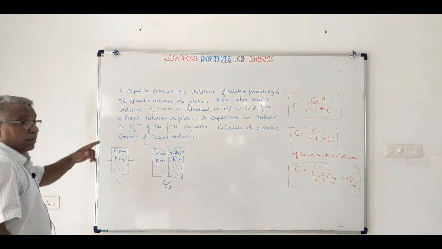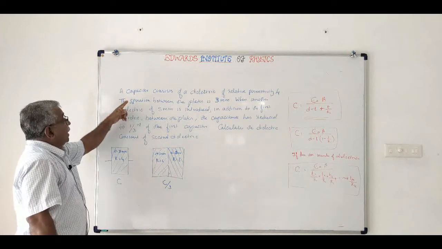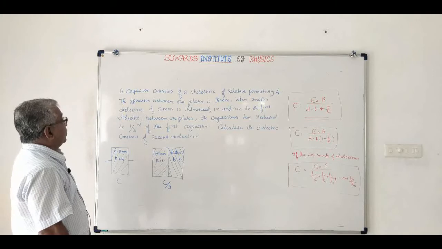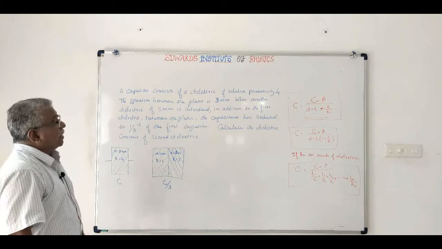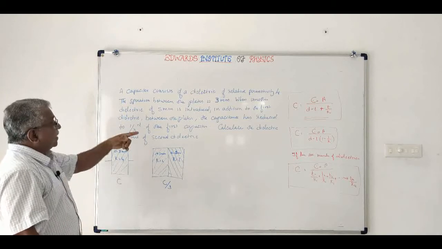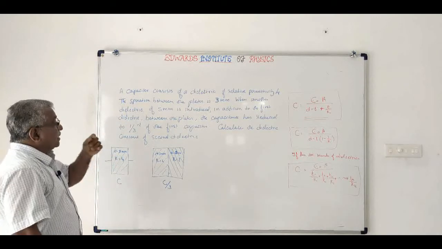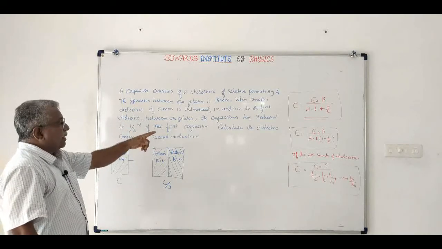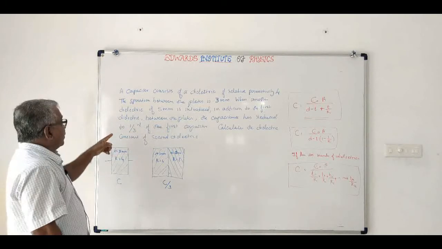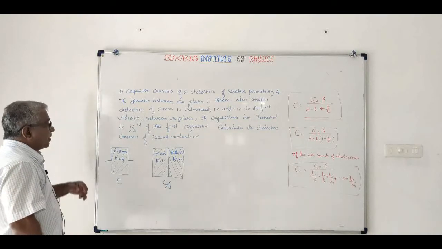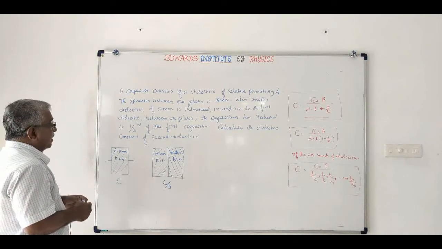Now let us look into another numerical. A capacitor consists of a dielectric of dielectric permittivity 4. The separation between the plates is 3 millimeter. When another dielectric of 5 millimeter is introduced in addition to the first dielectric between the plates, the capacitance is reduced to 1/3 of the first capacitance. Calculate the dielectric constant of the second dielectric.